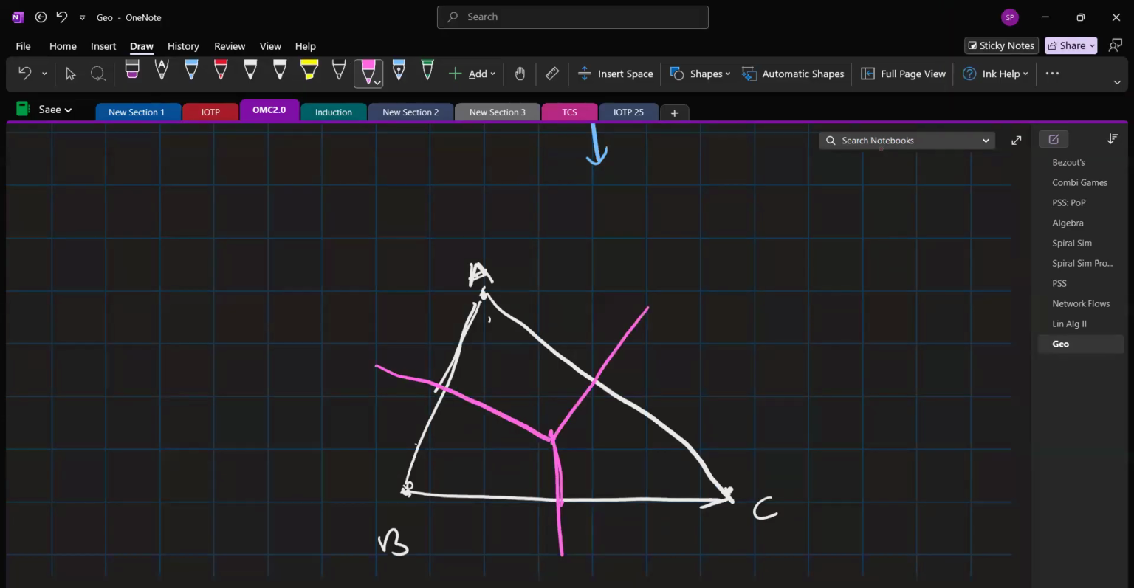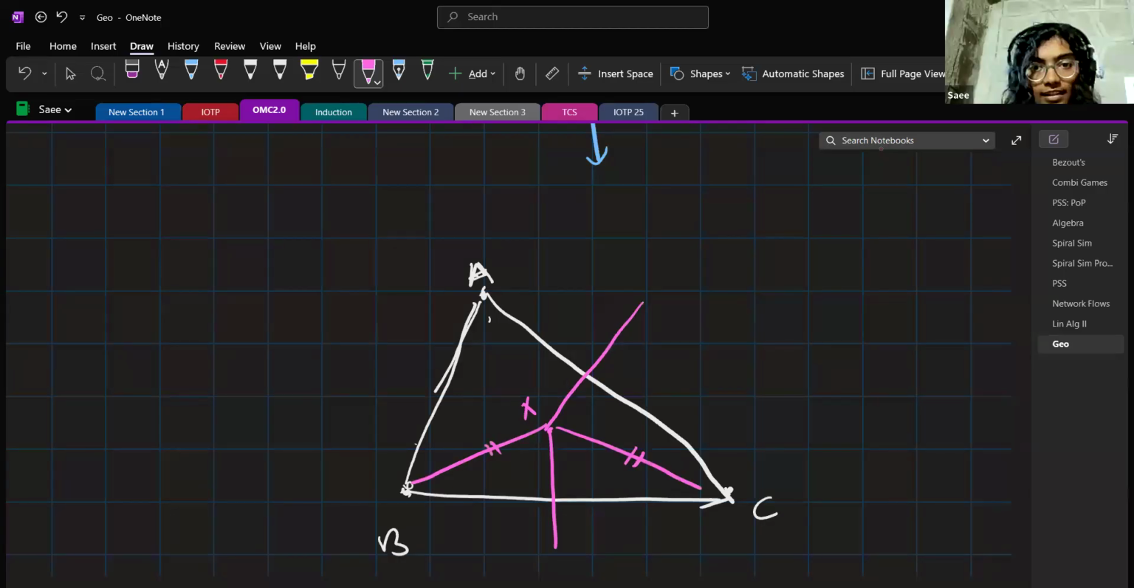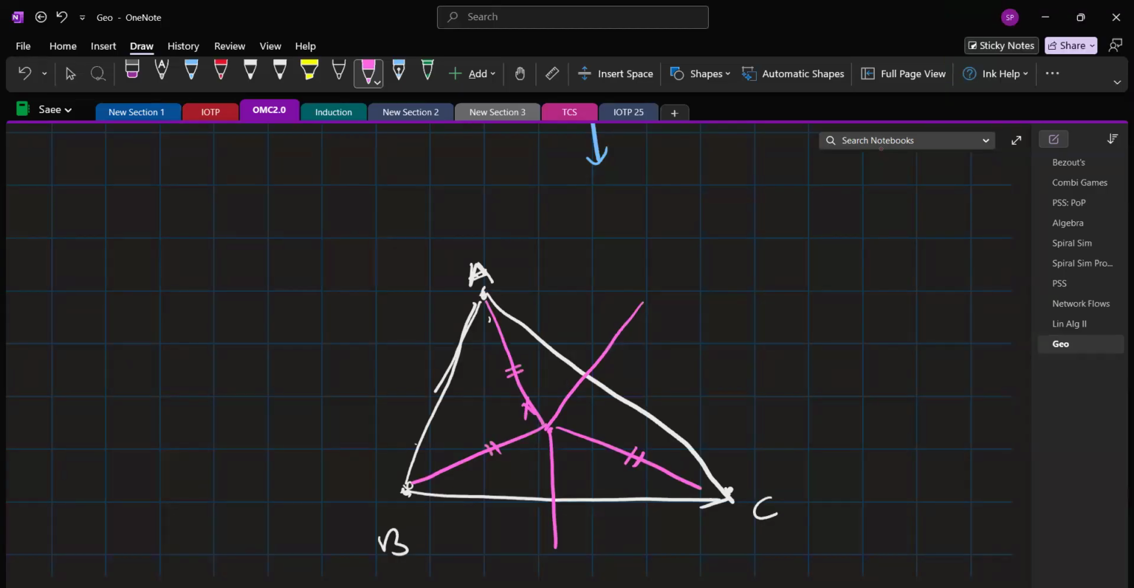Yeah, if we consider there are 3 points, and we take one point as X such that XB equals XC, and there are two perpendicular bisectors of BC and AC intersecting at X, so XB would equal XC, and XC would equal XA. So XB would equal XA, implying that X is on the perpendicular bisector of AB.